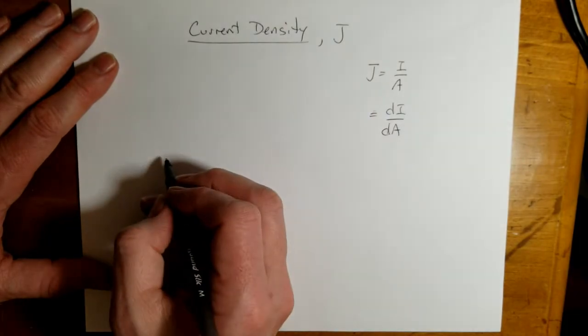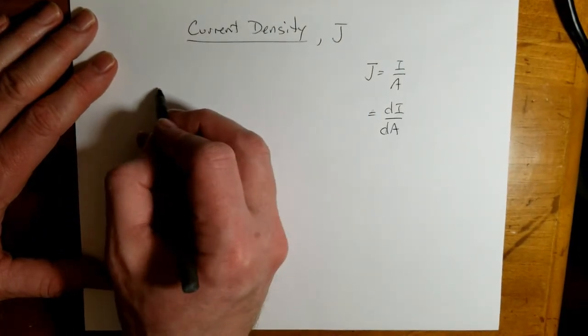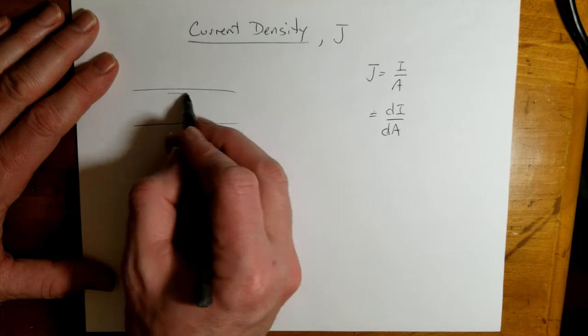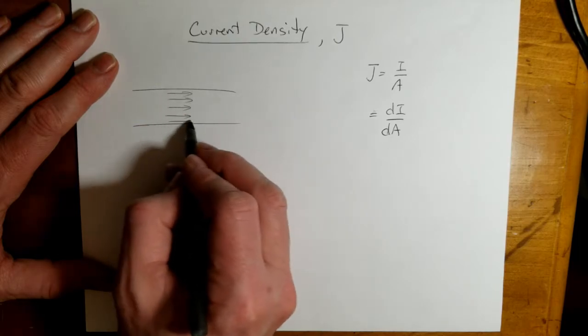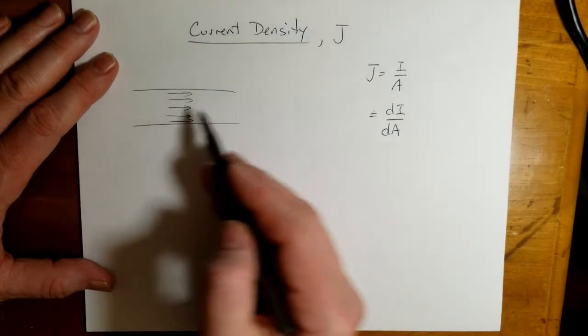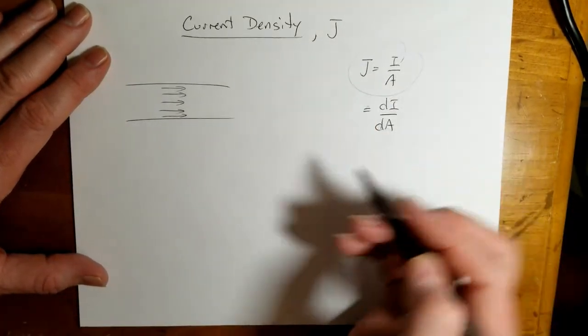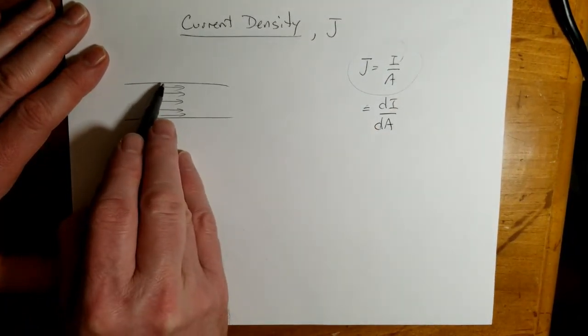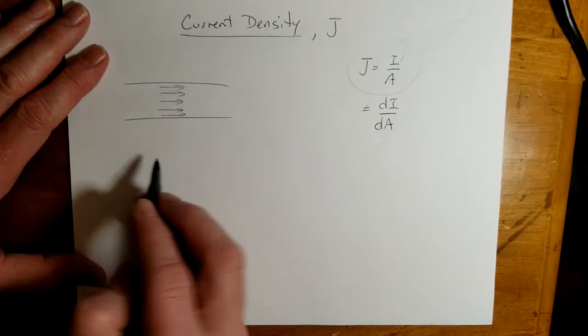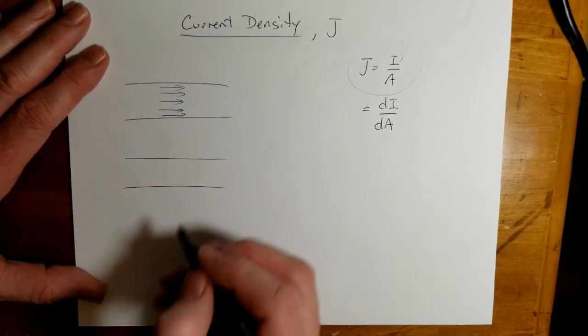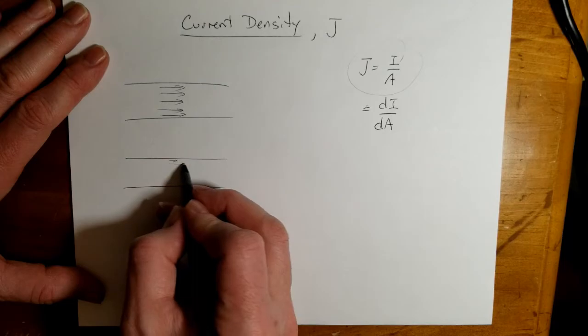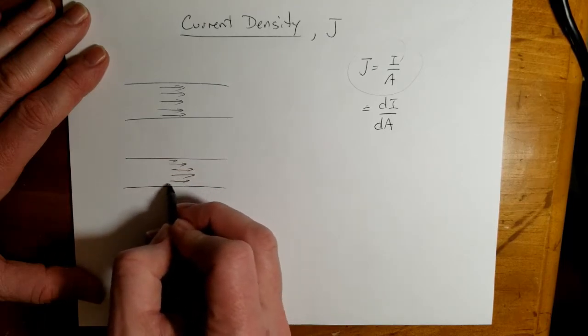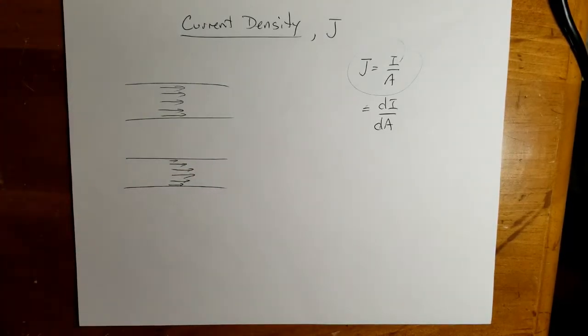Suppose I have a wire here with current flowing through. If the location does not matter, then it's uniform current density, and we're just dealing with this. However, current tends to flow much better in the middle than it does on the edges, so what you're more apt to see if this is a wire is that the closer you are to the middle, the better the current flow is.